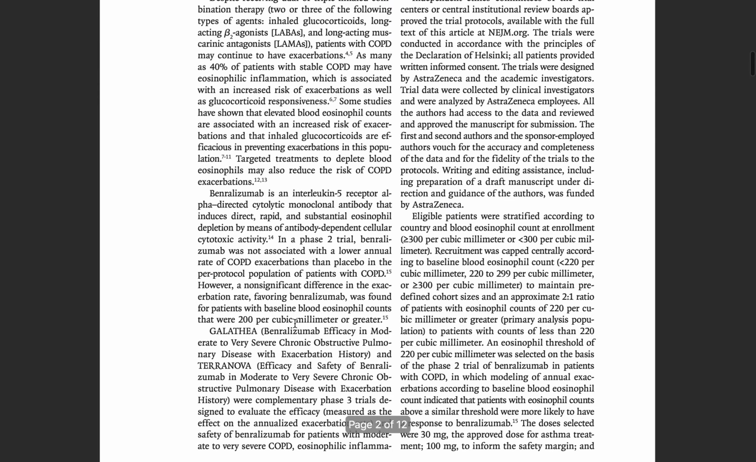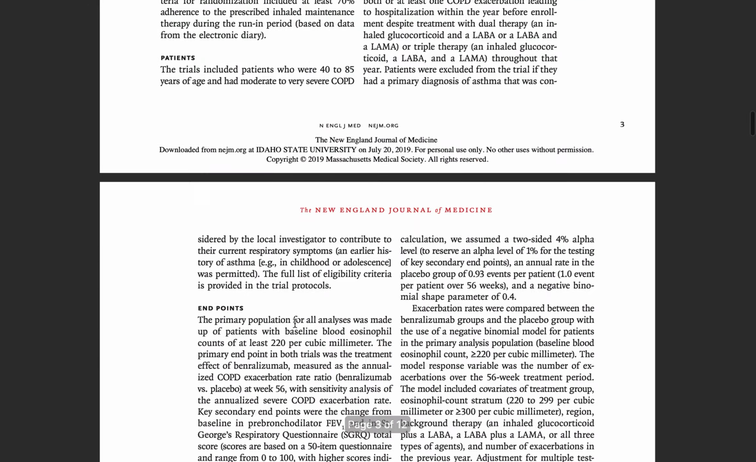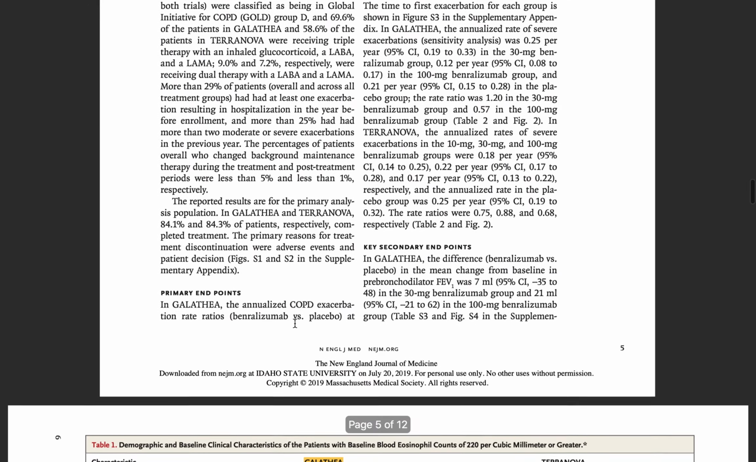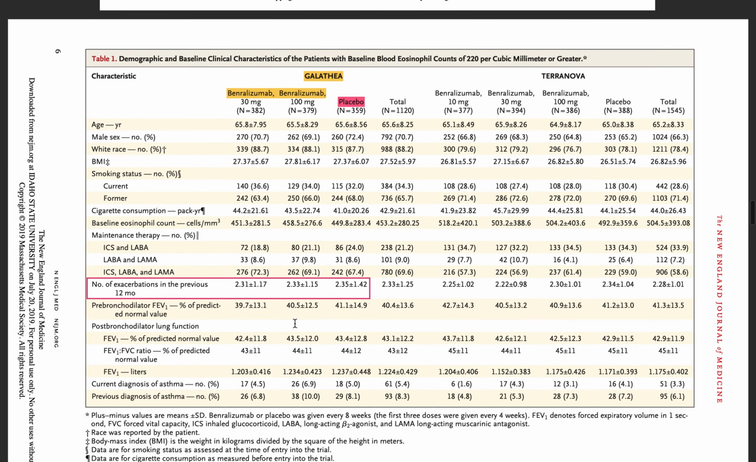So we want to take a look at their mean and standard deviation. So we go to table 1, here it is, and we can see that this article was having 2 different trials at the same time. They have one trial called GALATHEA and another trial called TERRANOVA. The important part here is to see that this one has 2 interventions and 1 placebo, and this one has 3 interventions and 1 placebo. So we just want to get their mean and standard deviation.